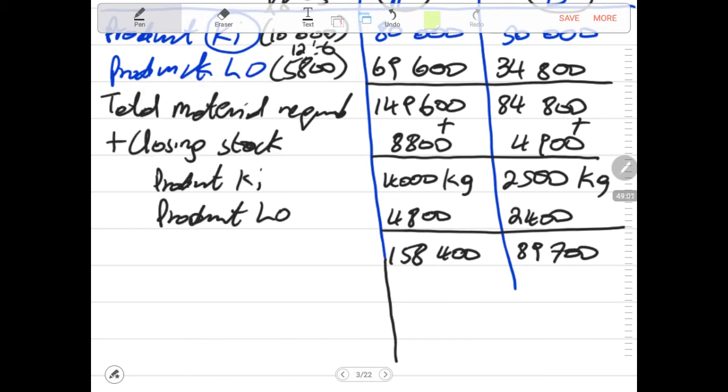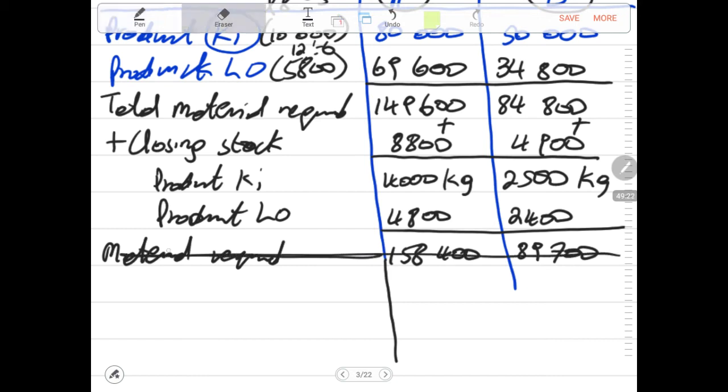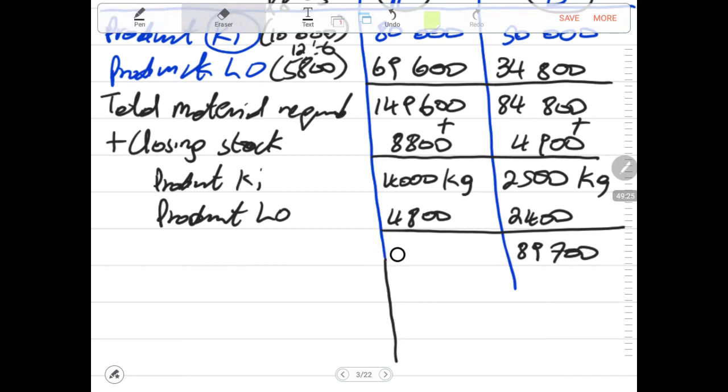Now we go to the opening. Then we say less opening. Before we say less opening, this will be the material required. Again, this line is not very important, but I normally like to show it. If you did not show this line, it's still not a problem. You can leave it and just go straight to saying less opening. Remember, opening was already there. We don't need to buy the opening. It's already available. It was bought in the previous period.